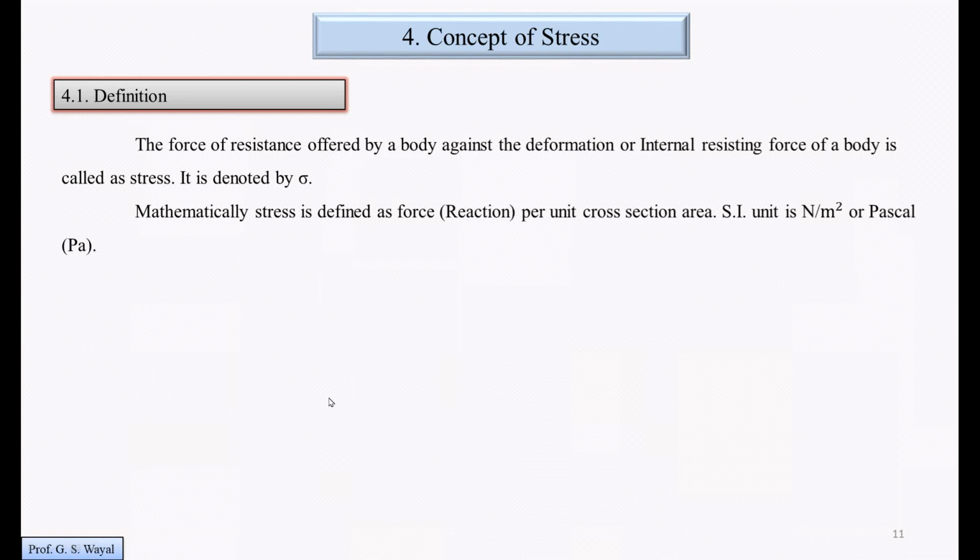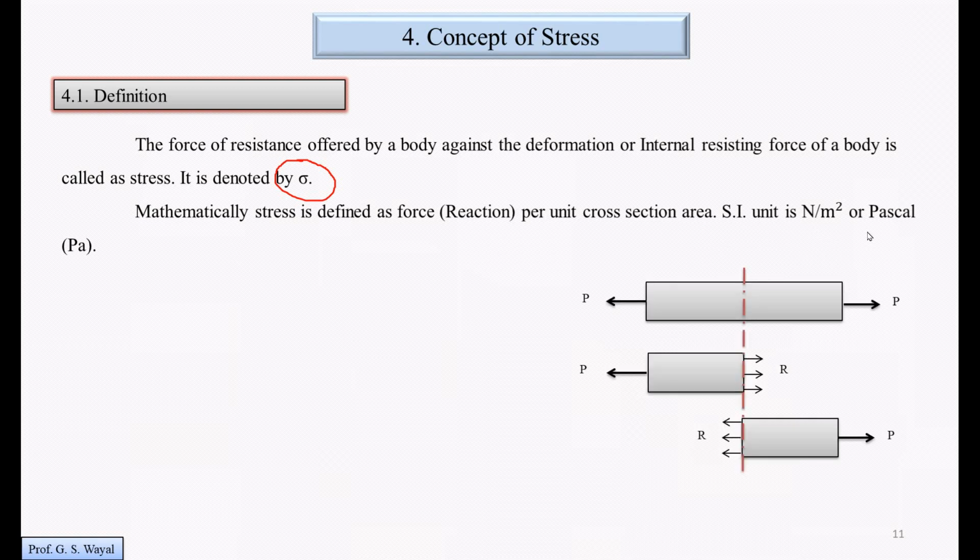Actually, stress has two definitions. First, the force of resistance offered by a body against deformation. If you apply a force on a body, the resistance offered by the member to the external force is called stress. In other words, the internal resisting force of a body is called stress, and it is denoted by sigma. This is the symbol of stress. Mathematically, stress is defined as the force, that is the reaction, per unit cross-sectional area, and the SI unit is Newton per meter square, or Pascal.